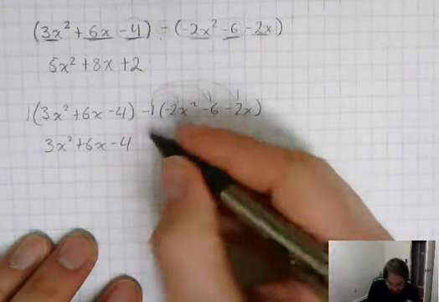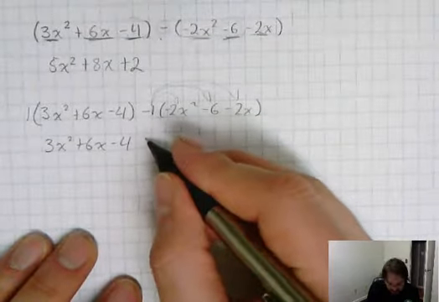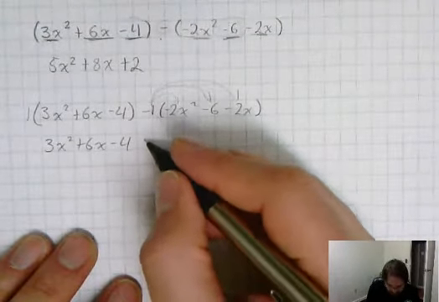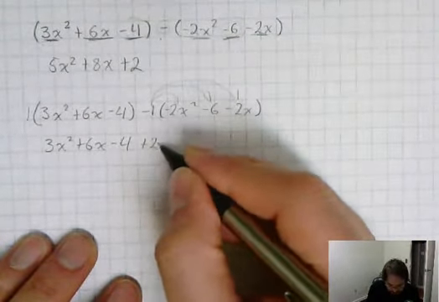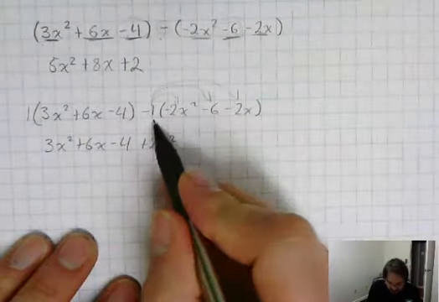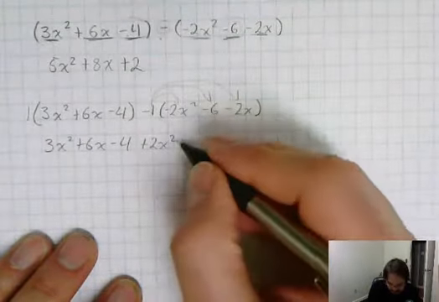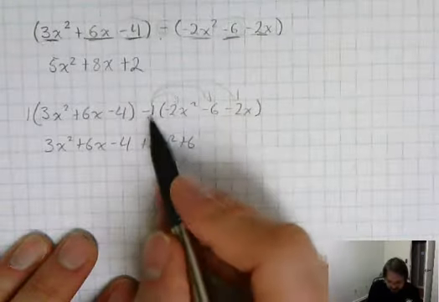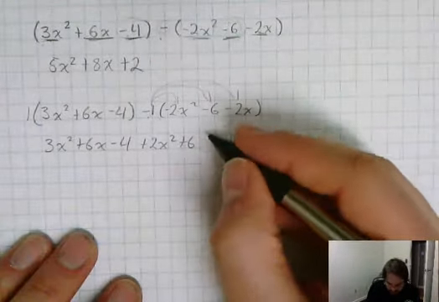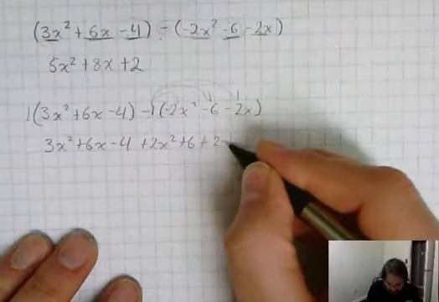Negative 1 times negative 2 is positive 2. A negative times a negative is a positive. So I'm going to get plus 2x squared. Then we have a negative times negative 6 will give me plus 6. Then a negative times a negative again will give me plus 2x.